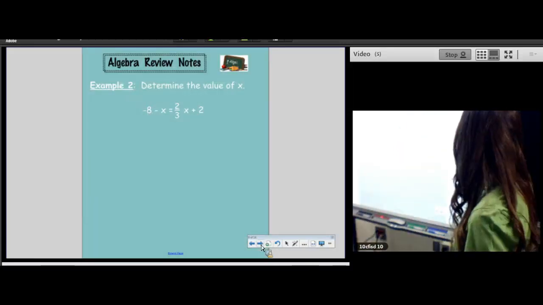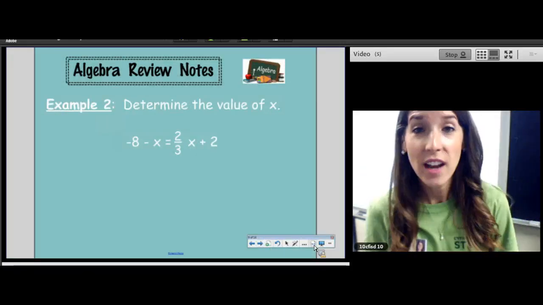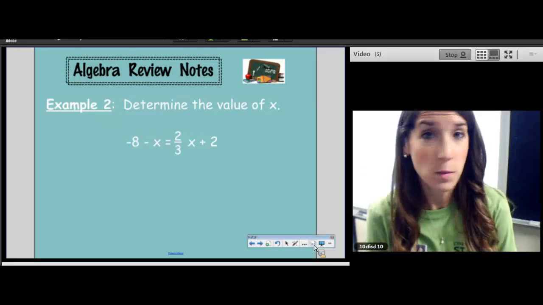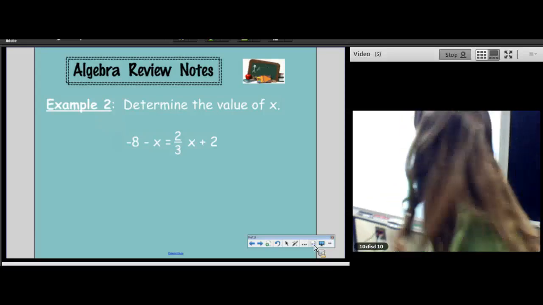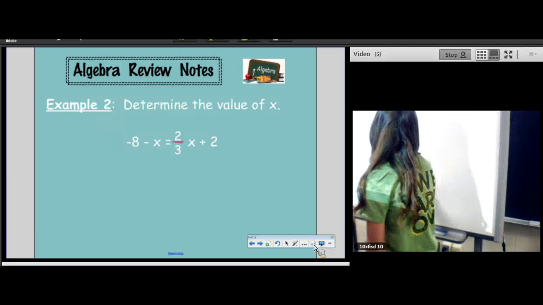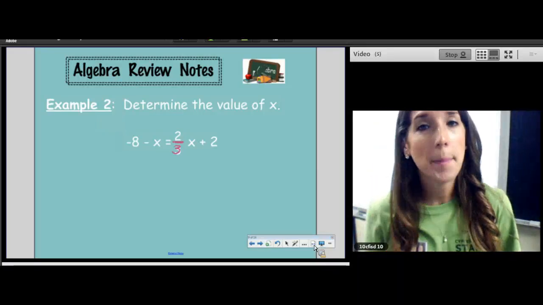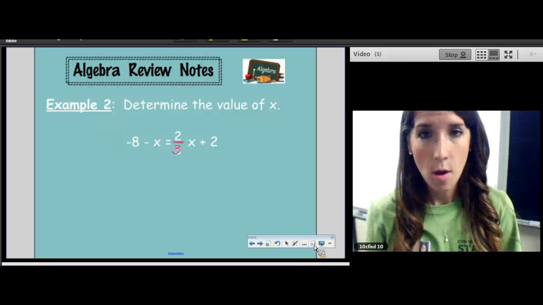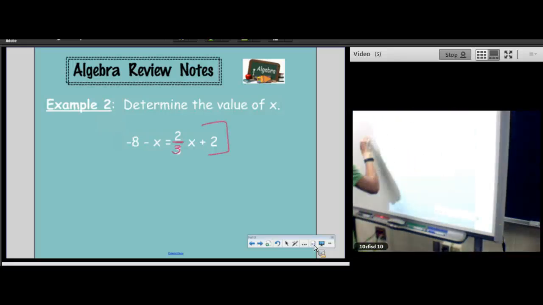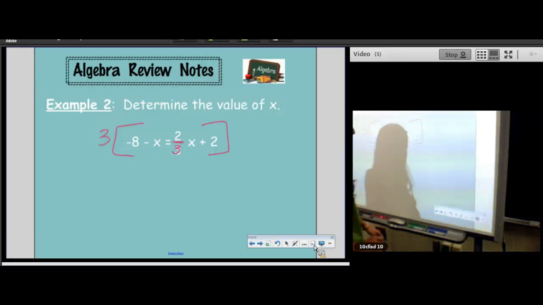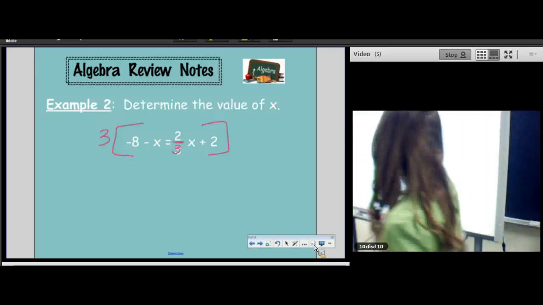All right, let's do another one. Oh my goodness, I spy a fraction. And a lot of us are intimidated by fractions. We don't like them. So we are going to get rid of that fraction. The only way to get rid of this 3 in the denominator is to do the opposite. Every time we're going to do the opposite. And the opposite of dividing by 3 is multiplying by 3. So we're going to multiply everything in this whole equation by 3, and then we will no longer be dealing with a fraction. Okay? So let's do it.